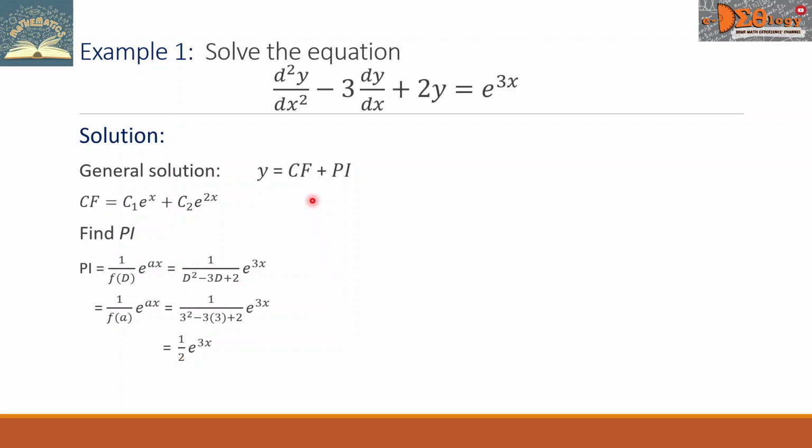So for the final answer, we combine the CF plus PI. So it becomes like this. This is now the final answer.